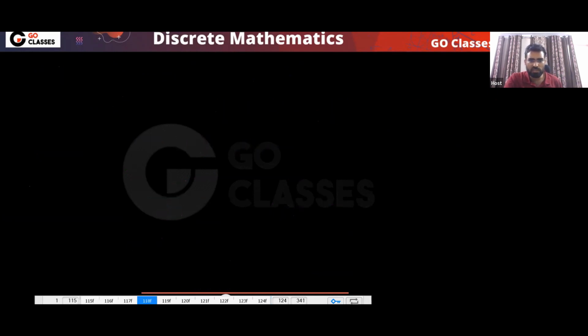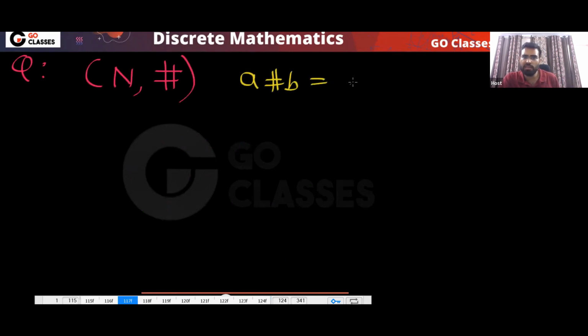Okay, let's see this question. Something interesting. Set of natural numbers, comma, a new operation I am defining. And this new operation is like this. A hash B is equal to the maximum of A comma B. Just look at this. This is a new operation. A hash B is equal to the maximum of A comma B. Tell me, is it closed?